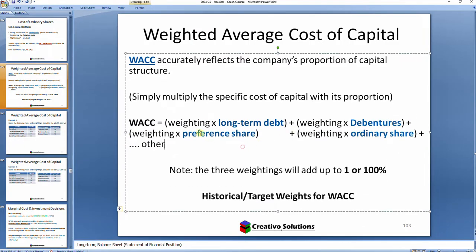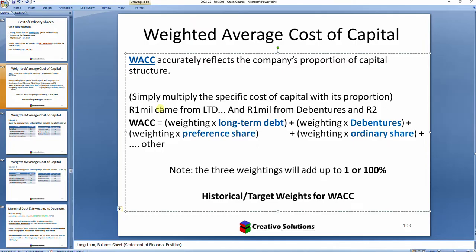The point I'm trying to make with this slide is that the weighted average cost of capital is purely a weighting times the cost. The weightings will always be given to you. They'll either talk about rand amounts. So let's assume they said R1,000,000 came from long-term debt. I'm just going to write LTD, long-term debt, to abbreviate, and R1,000,000 from debentures.